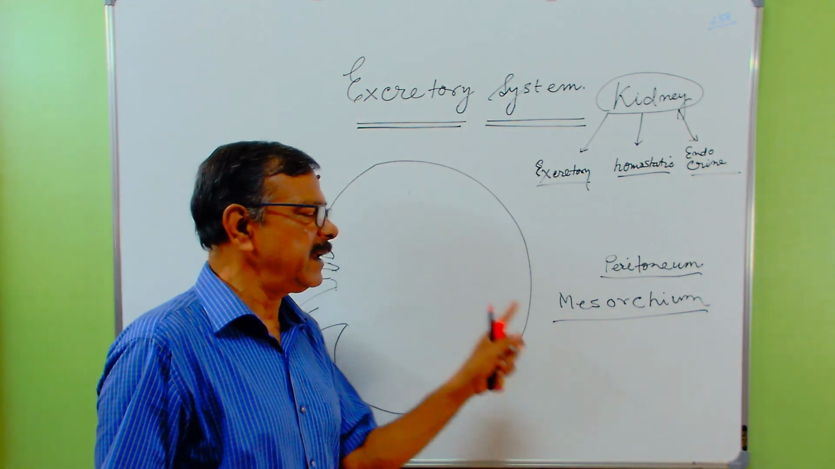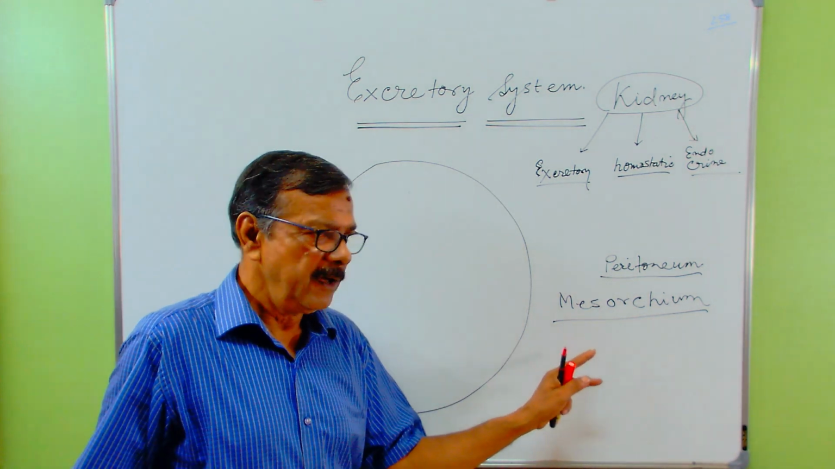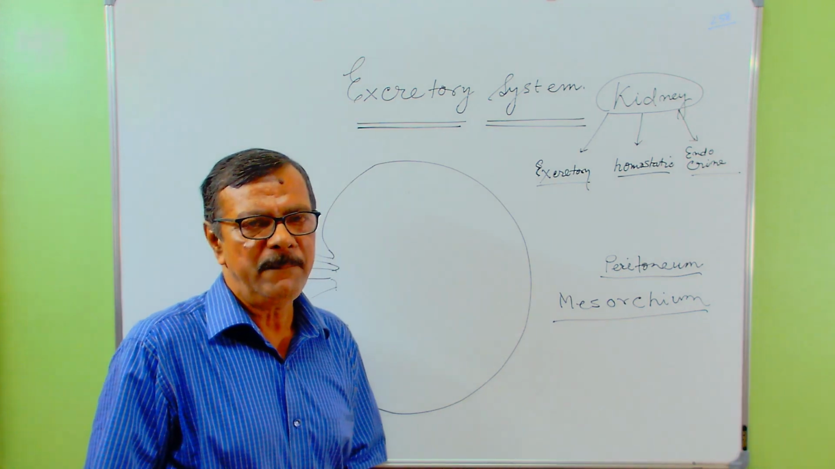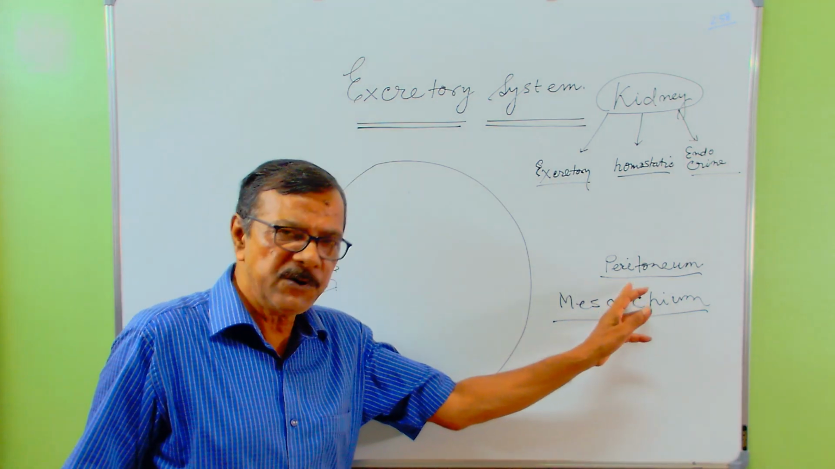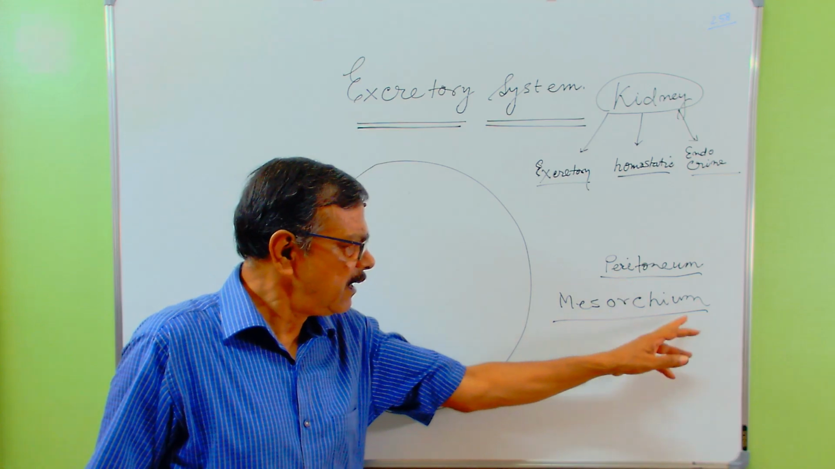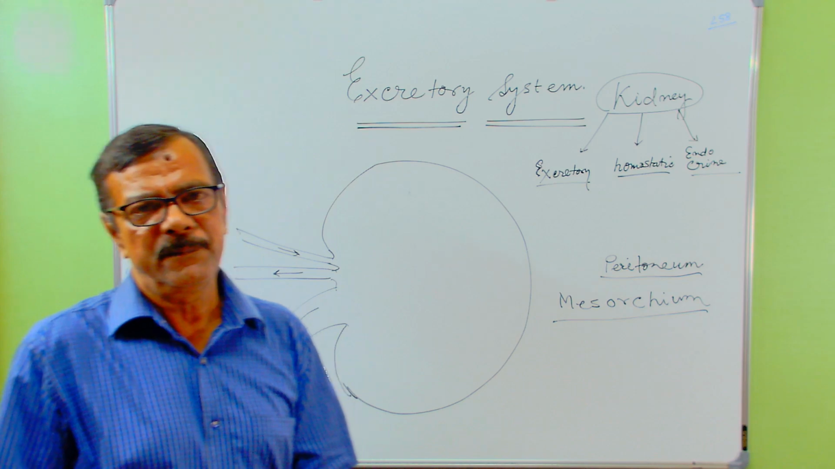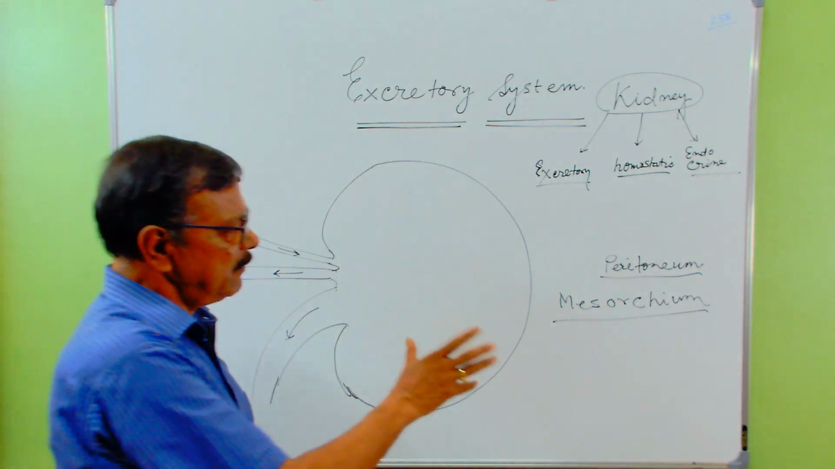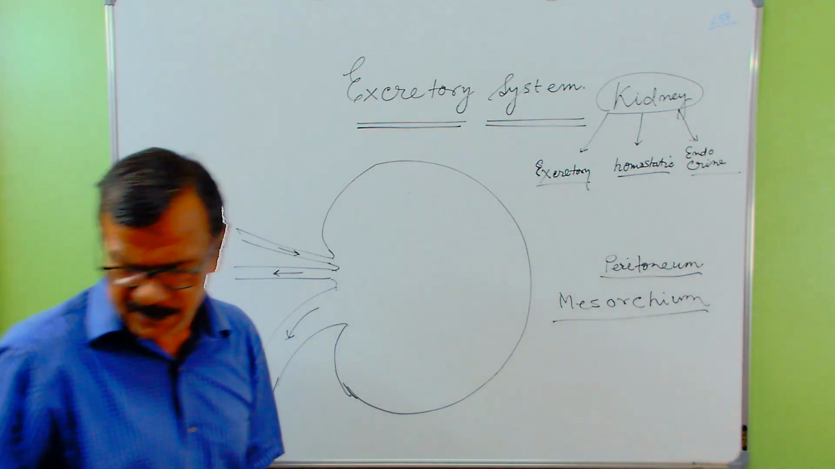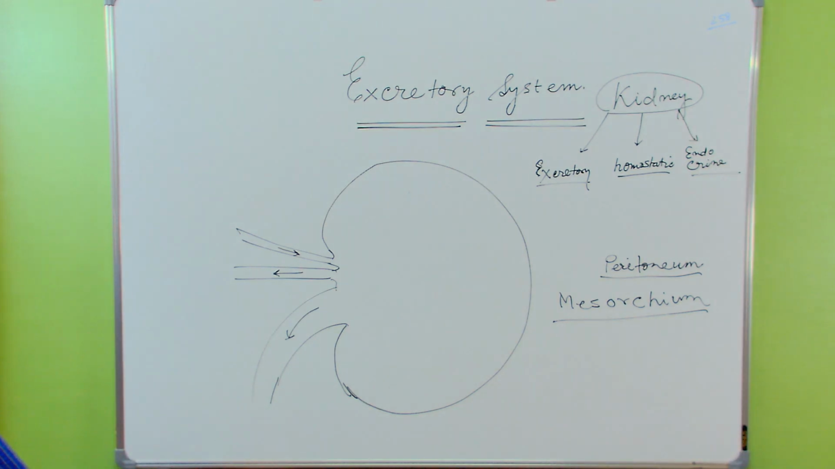These two kidneys remain attached behind the vertebral column with peritoneum. The special peritoneum is known as mesorchium. So you should write down that it remains attached with mesorchium.